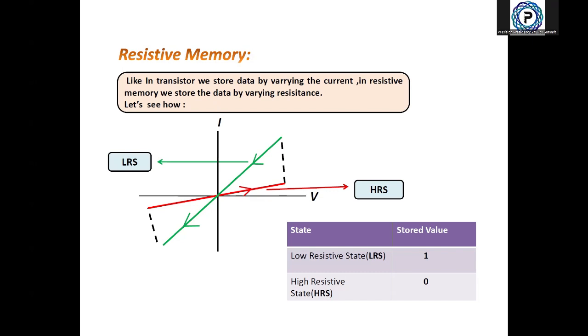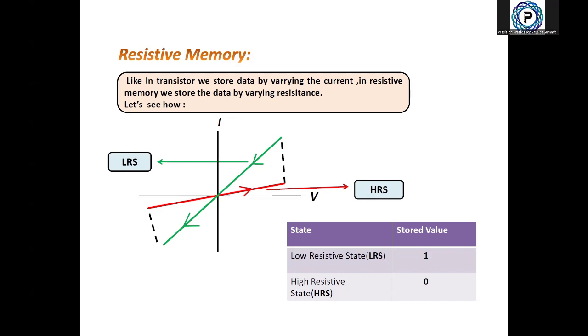Now a very peculiar thing happens. After reaching a certain voltage, the current rises abruptly and it comes back on a very different path. While going from minus 1 volt to plus 1 volt it follows one path, but while coming from plus 1 volt to minus 1 volt, the current path is completely different. We can see a very steep rise of current here and a very steep decrease of current here. This is how this property works as memory.